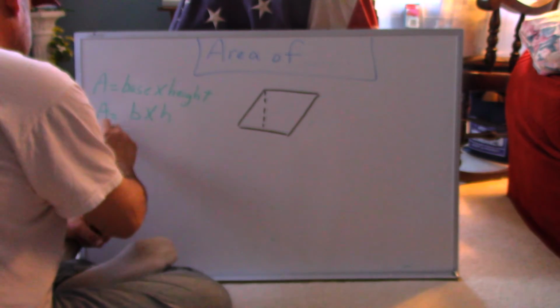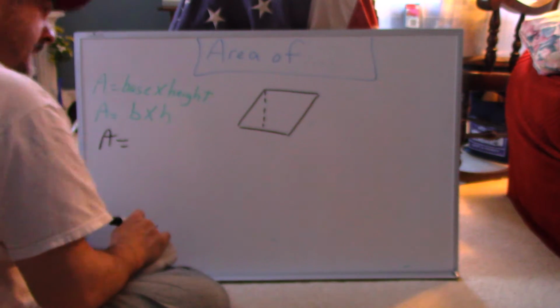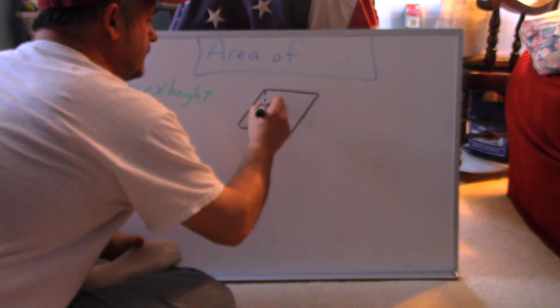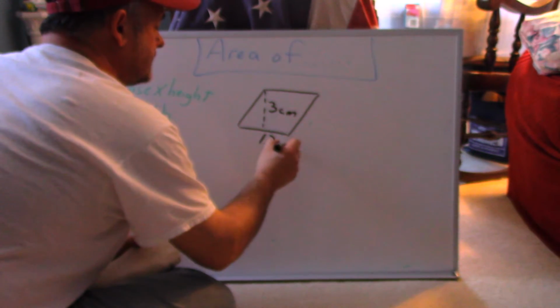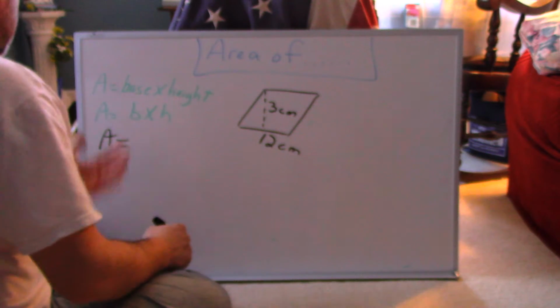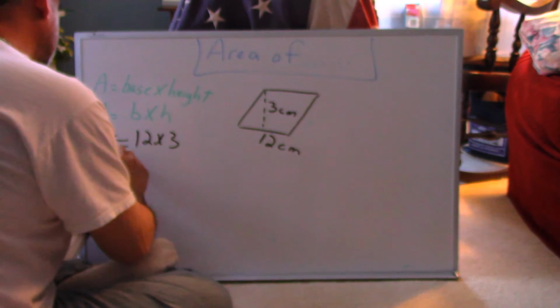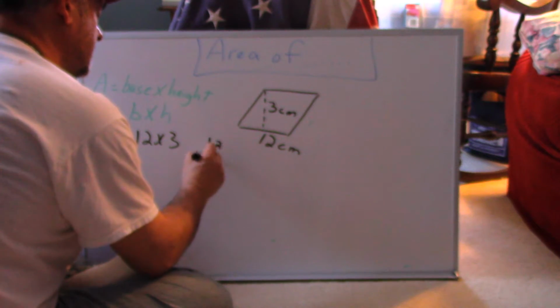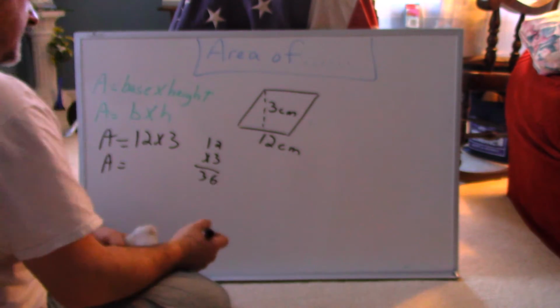Now, let's do it. Let's see if we can find one here. Well, I can pick one up. So we'll do a baby one. Let's say that's 3 centimeters, and that's 12 centimeters. All right, well, it doesn't matter. So then it's base times height. So we go 12 times 3. Area equals 12 times 3. 3 times 2 is 6. 3 times 1 is 3. That's 36.